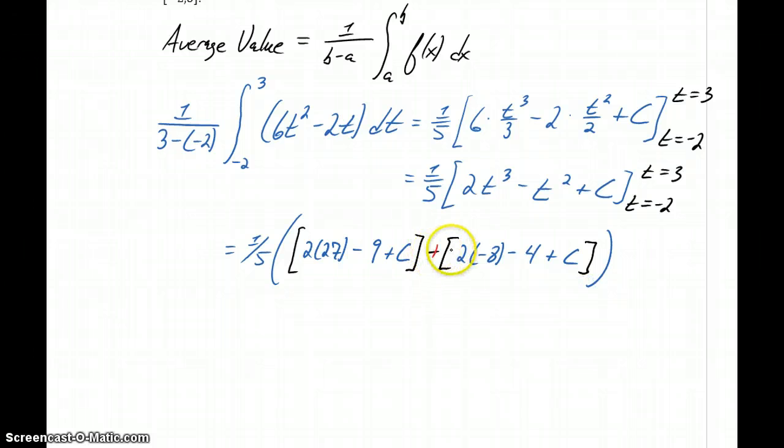So again, we'll distribute this negative through, which means our c's both cancel. And we're left with 2 times 27 minus 9 is going to give us 45. -2 times -8 plus 4 will give us 20, or an average value of 13.